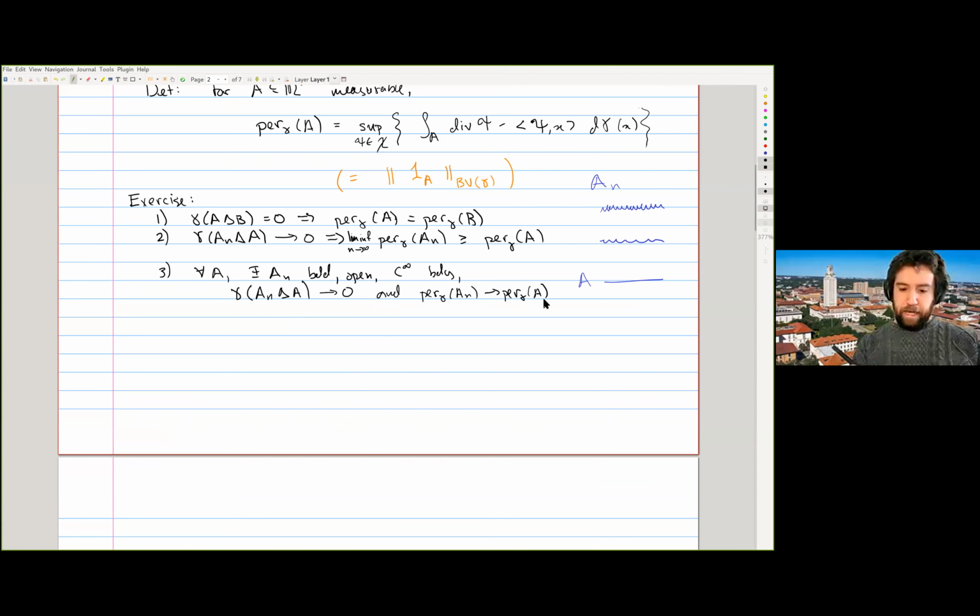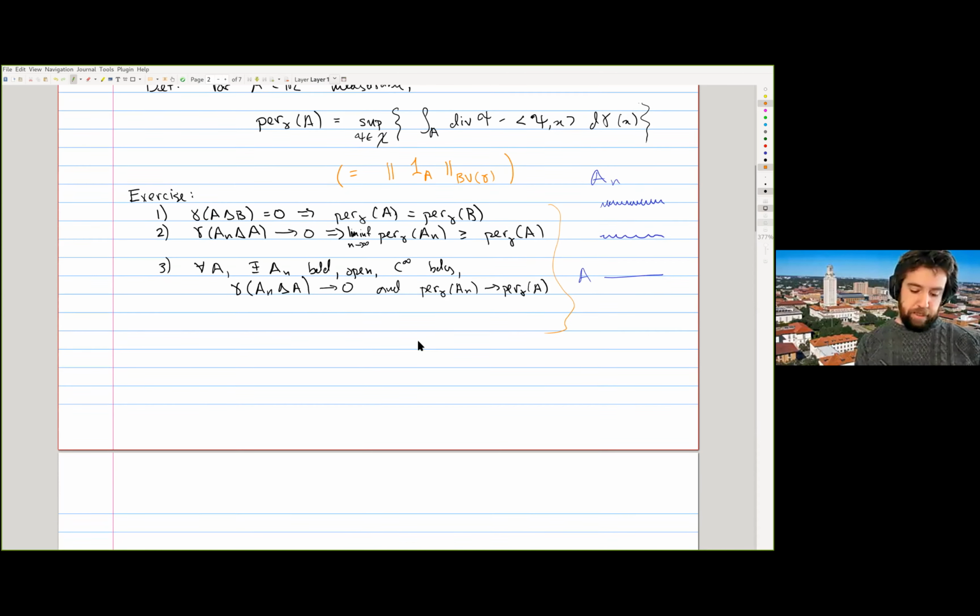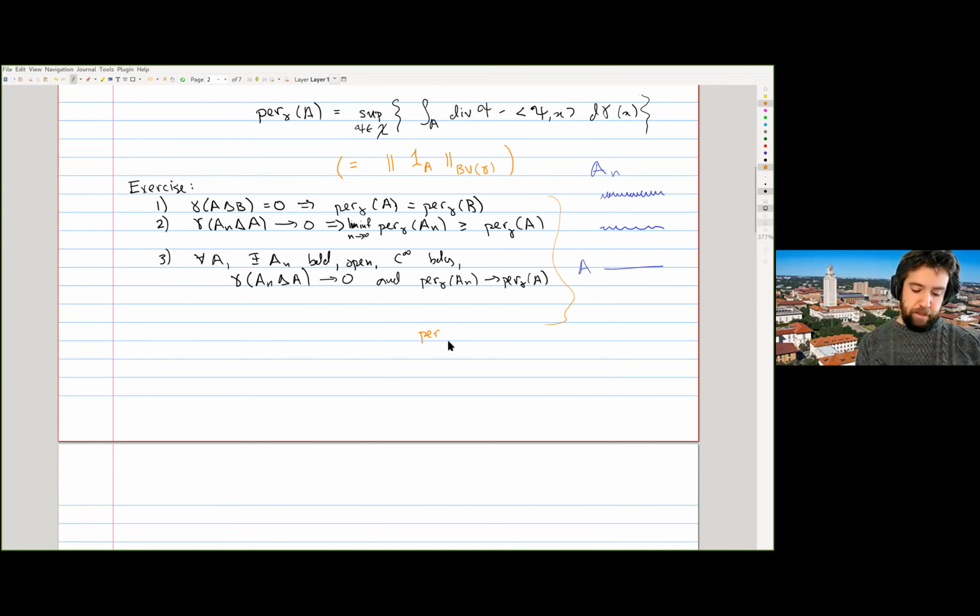And these two last properties that I wrote here put together, I like to summarize by saying that the Gaussian perimeter that I defined is the lower semi-continuous extension of the smooth version of Gaussian perimeter.